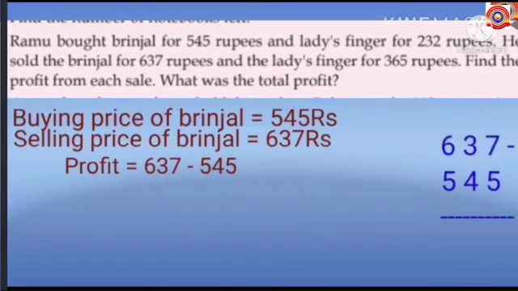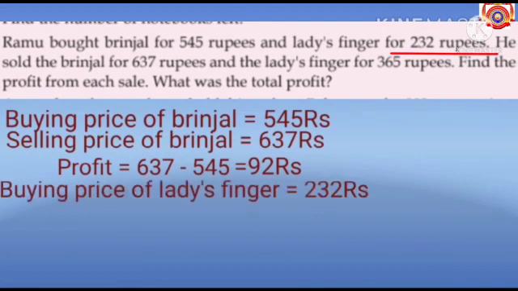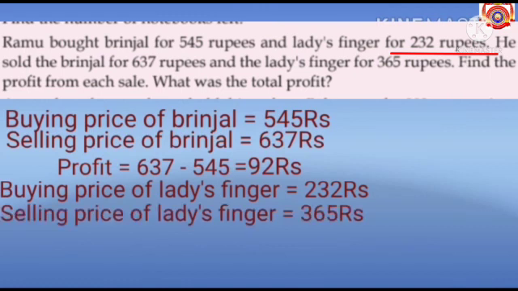7 minus 5, 2. You know, we can't subtract 4 from 3. Then 3 becomes 13 and 6 becomes 5. 13 minus 4, yes, 9. 5 minus 5, 0. So, profit from brinjal is 92 rupees. Next, what is the buying price of lady's finger? Yes, buying price of lady's finger is 232 rupees. What is the selling price of lady's finger? Selling price of lady's finger is 365 rupees.